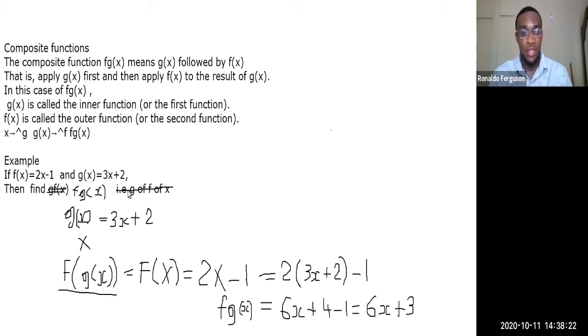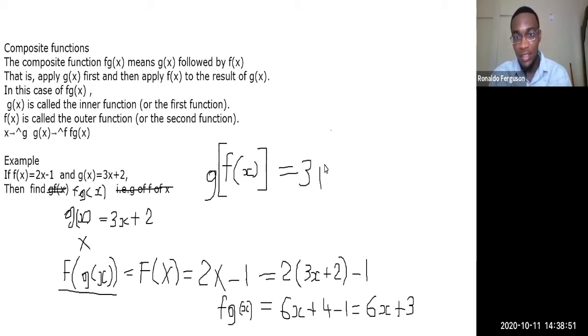Now what if we were to find gf of x? So to find gf of x, think of this f of x as a x. This f of x becomes your x. So put f of x into g. So what is g of x? G of x is 3 times your x. Your x in this case is going to be f of x. So it's 3 times f of x plus 2. So it's 3f of x plus 2.